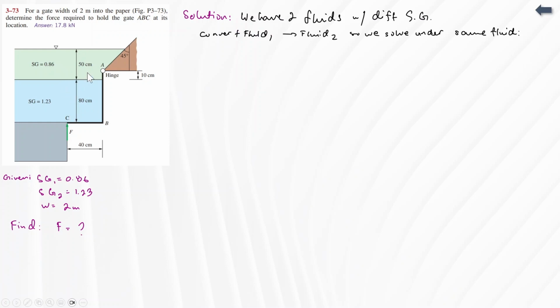We have two fluids dito, and the way to solve this is, we have two fluids with different specific gravity, meaning two different densities. One way to solve about this so that you know yung total hydrostatic force being involved is that we convert one fluid to another so that we're dealing with only one density, since yun yung much easier way of solving it. And so in this case, let's convert fluid 1 to fluid 2 so that we solve under the same fluid. Okay?